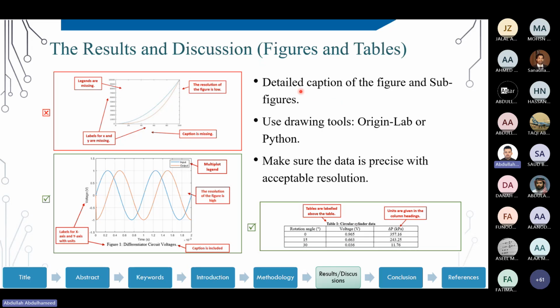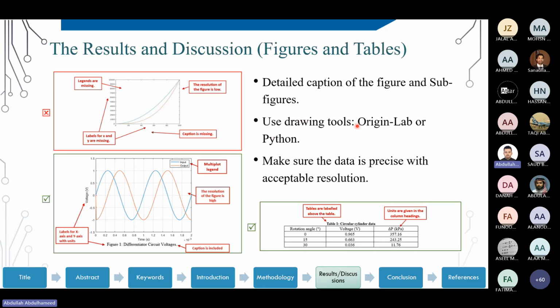A few points here I want to add. Number one, a detailed caption of the figure and subfigures. Sometimes there is only one figure. In some cases, you might have more than one, like this figure, and another figure here, and another figure. So you need, for example, to say Figure 1A describes this, and Figure 1B, so you need to put a caption for both.